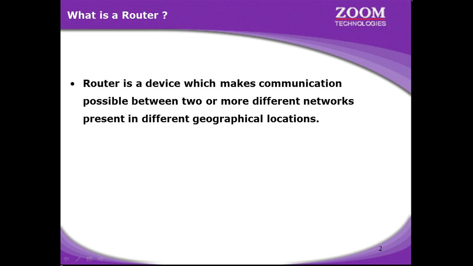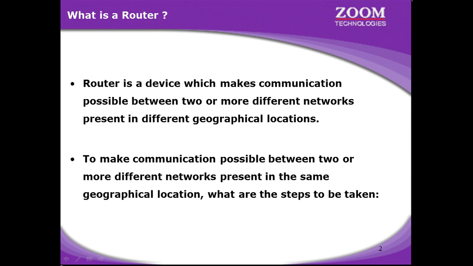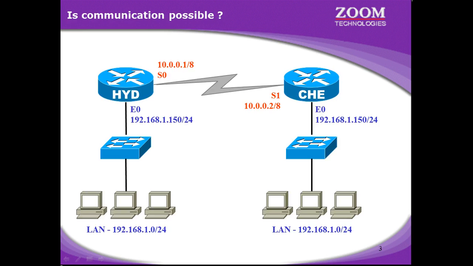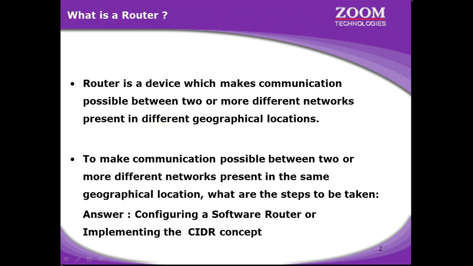It is also possible that they are present in the same geographical location. To make communication possible between two or more different networks present in the same geographical location, the step taken is CIDR. I think if you are in this lesson, you must know that classless interdomain routing concept. Before going to the next session, let's have an example here.